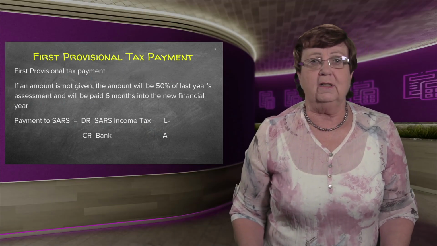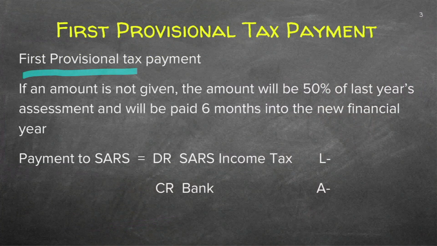For my first provisional income tax payment, you will either be given the amount, but if you are not given the amount, you will look at last year's tax amount and you will pay 50% of last year's tax amount to SARS. So what we're actually doing is we are prepaying our liability of income tax. It also makes it just a little bit easier on the business that at the end of the year they don't have to find a huge amount, because if they pay it every 6 months, it's more manageable.